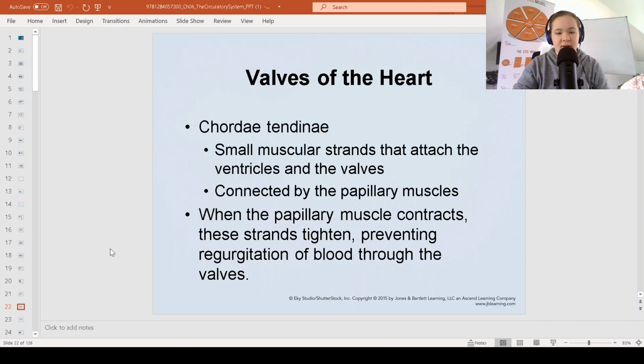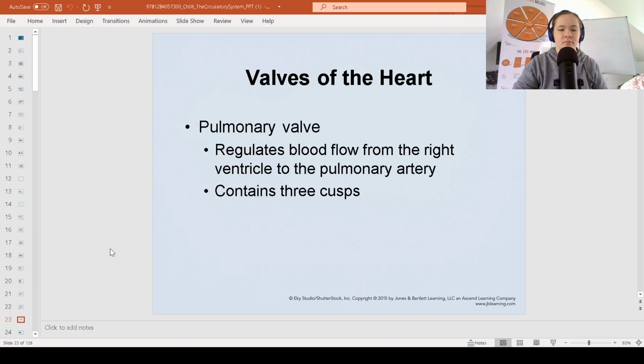Chordae tendineae are small muscular strands that attach to the ventricles and the valves. These are connected by papillary muscles. When papillary muscles contract, the strands end up tightening, and this prevents the regurgitation of blood through the valves.